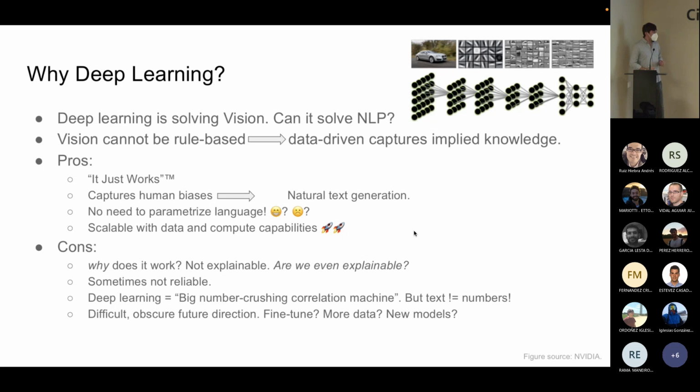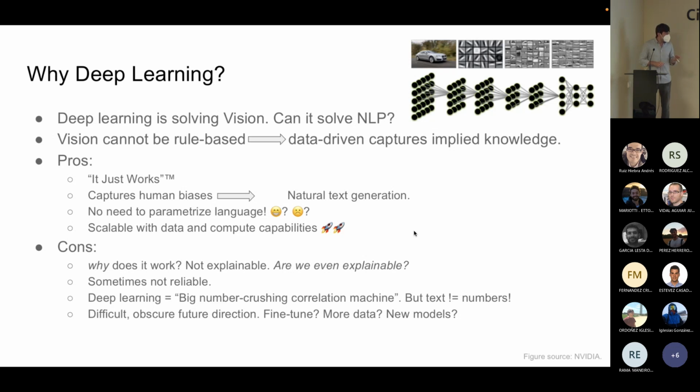But it also has really big cons. We don't know how it works. It is not explainable. It is a black box. It is not reliable either. We are not assured that the model will perform well in a given situation.